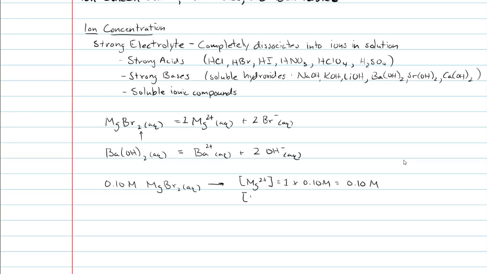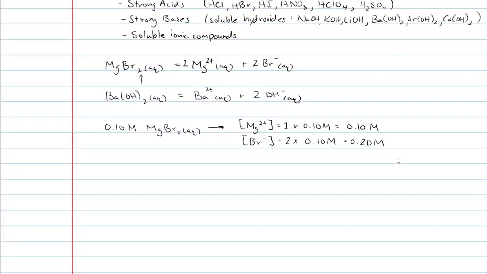However, for the bromide ion, because there are 2 bromide ions for every 1 magnesium bromide unit in the dissociation process, that means that we're going to get 2 of those for every 1 mole. So the molarity would effectively be doubled for that in solution.